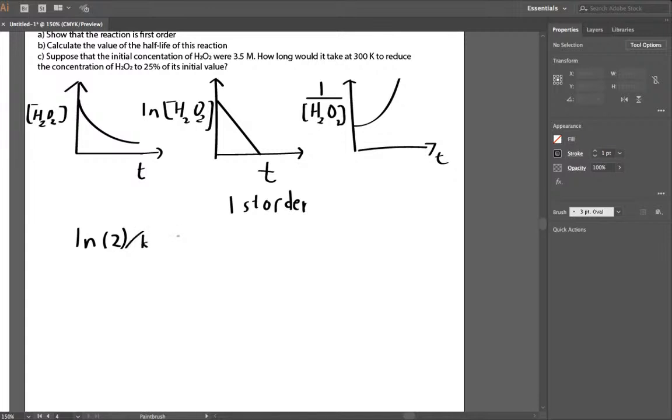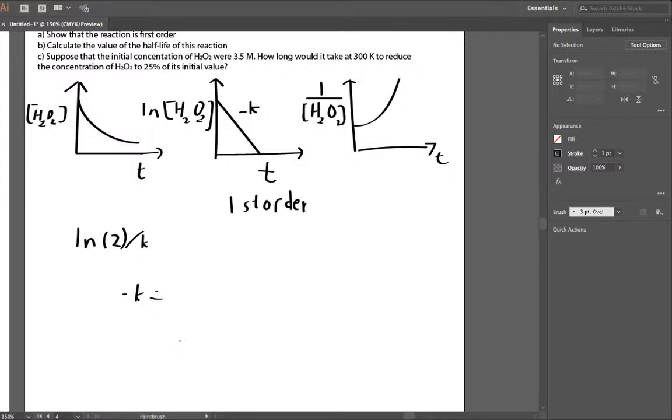But then we also have this fact: the slope here is actually negative k. So we can determine what the value is. So yes, we just need to find what k is. First, let's look at my graph here. Let's assume this point and this point.